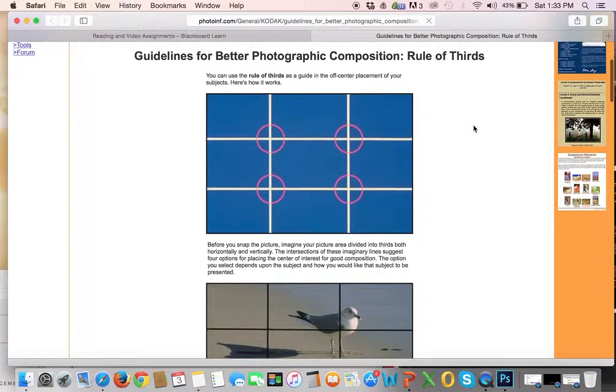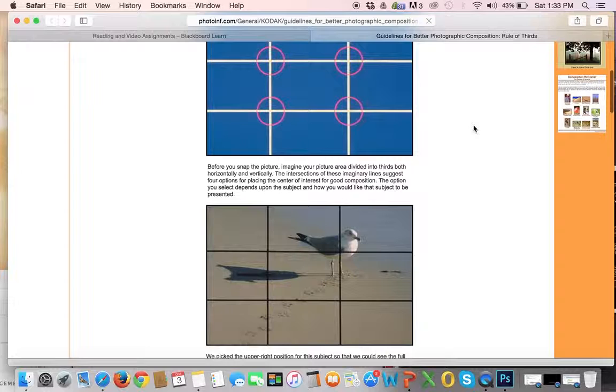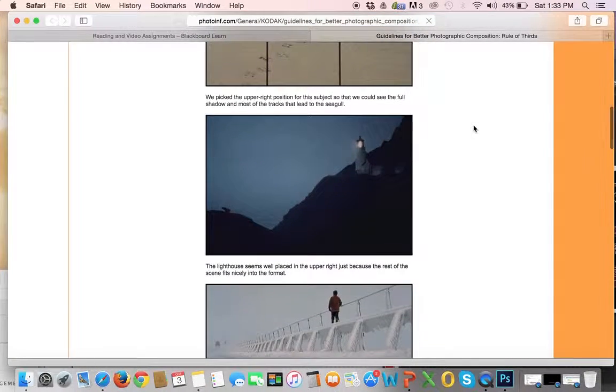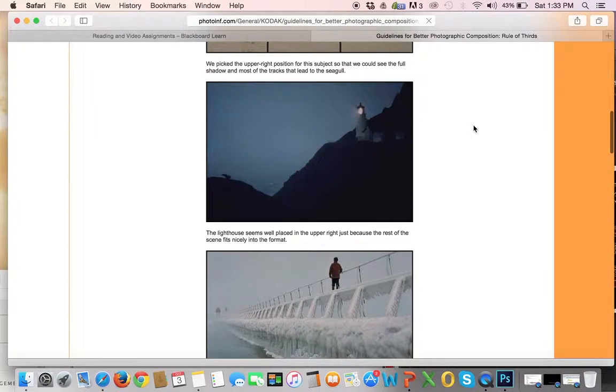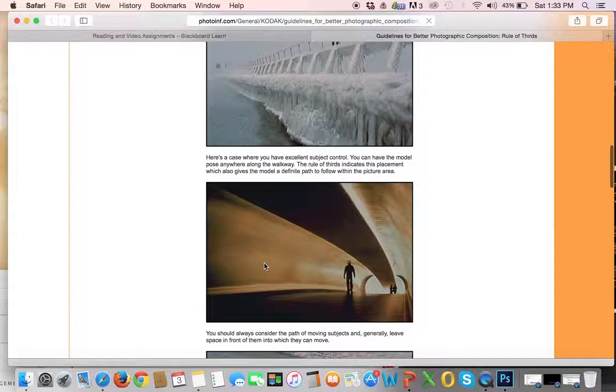Okay, this almost guarantees a good picture. It's not necessarily the only rule. It doesn't have to be the only way that you do things, but for the most part, when we look at an image, we superimpose a little tic-tac-toe grid over the frame, and we can break this space up into thirds horizontally and vertically.